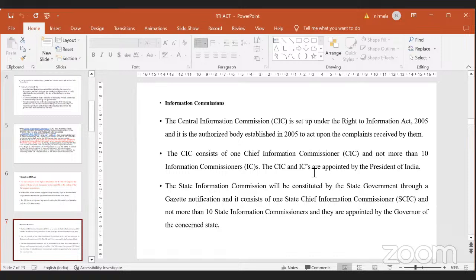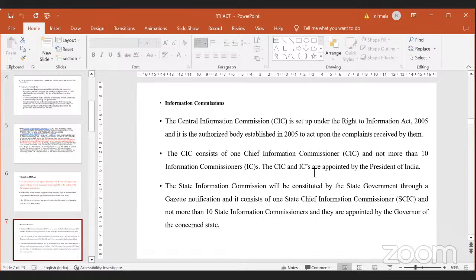And the CIC, the Central Information Commission, consists of a Central Chief Information Commissioner, and there are not more than 10 information commissioners who would be assisting the Central Chief Information Commissioner in the work. The Central Chief Information Commissioner and the information commissioners of the Central Information Commission are to be appointed by the President of India.